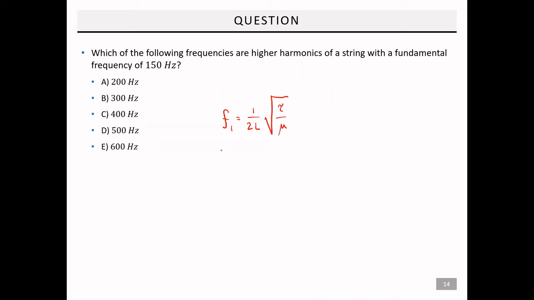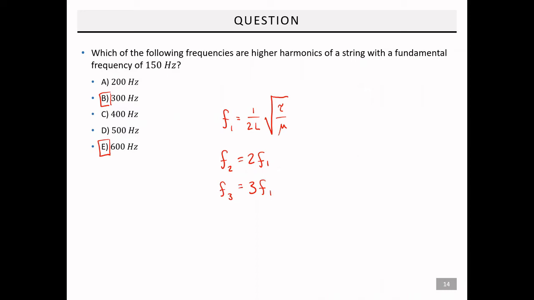The higher harmonics have frequencies determined by the fundamental frequency. In fact, they're all just multiples of the fundamental frequency. So the numbers that we're looking for in the answer have to be multiples of that 150 hertz. Of the numbers shown, only 300 and 600 are multiples of 150. So the answer is B and E.